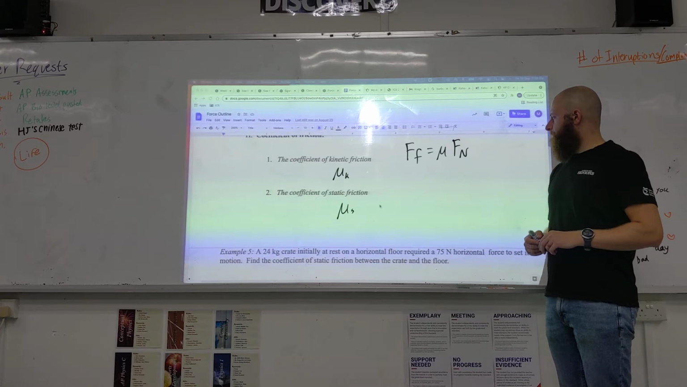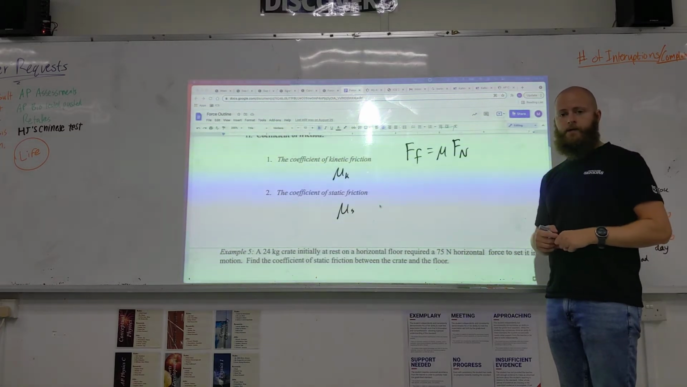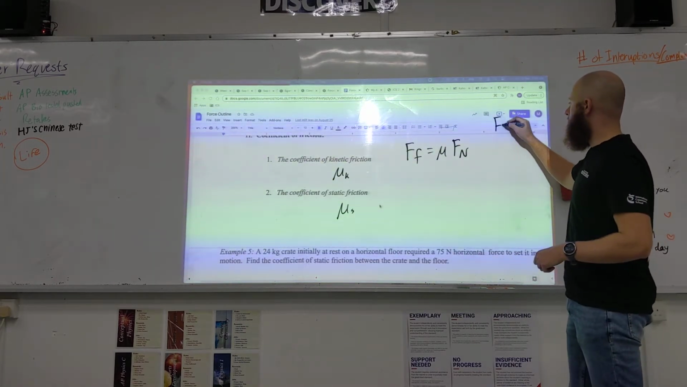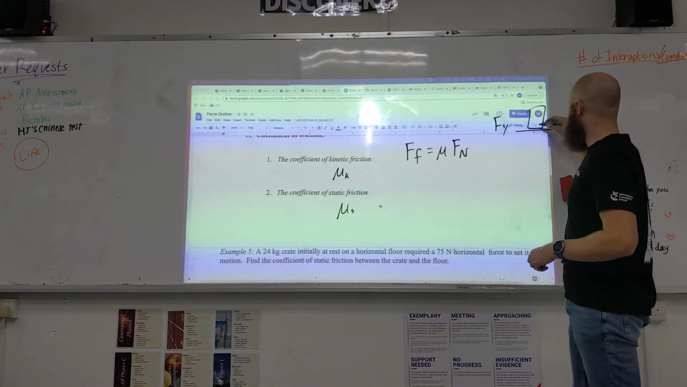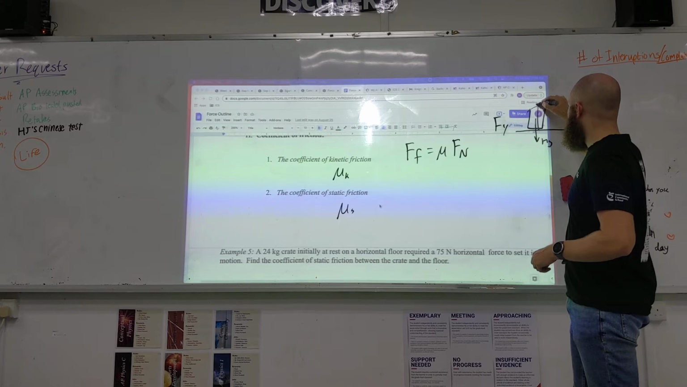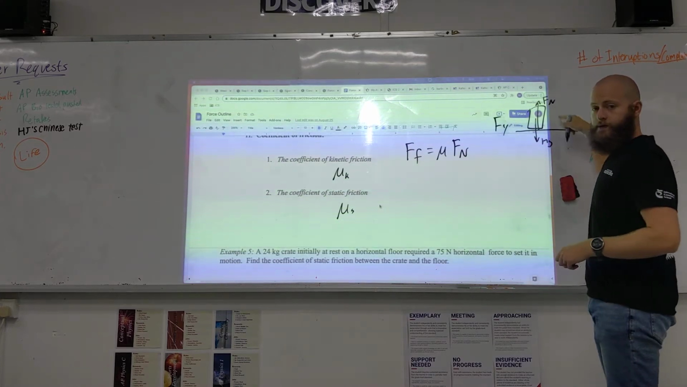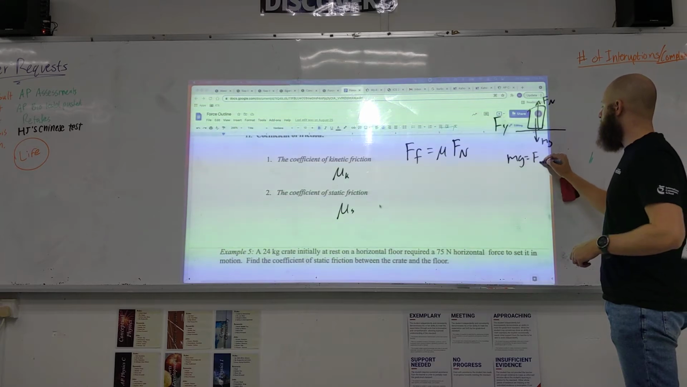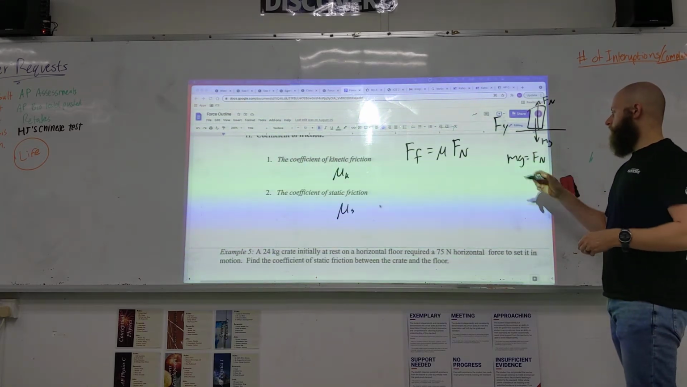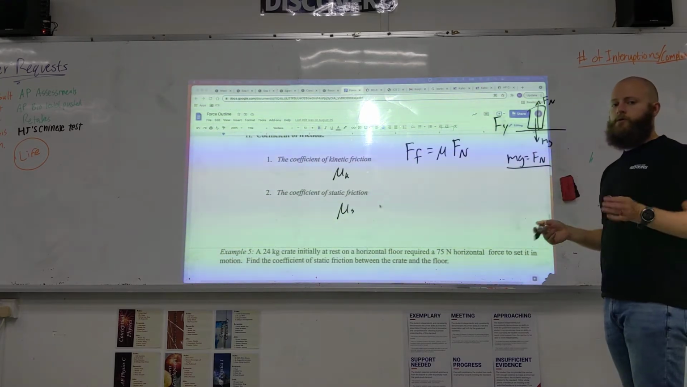Okay. Remember, how do we find Fn? That's where we need to go back to our Fy. So we say Fy, okay. If I only have two things, then I just have mg and Fn. So since it's not accelerating in the y direction, I know that mg equals Fn. Okay, so this is often true, but it's not always true.